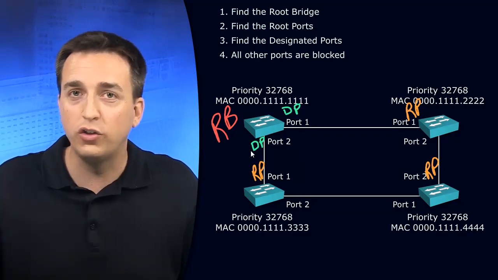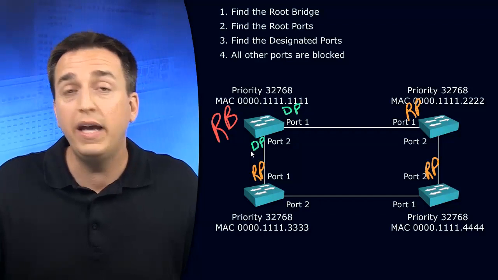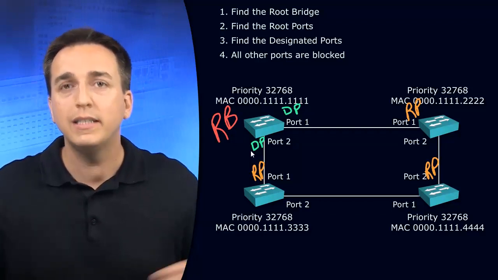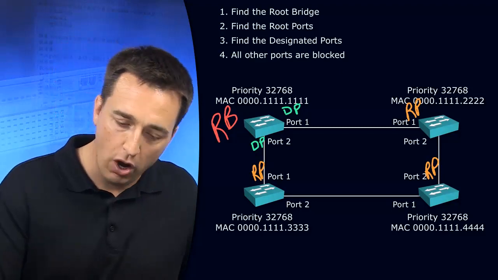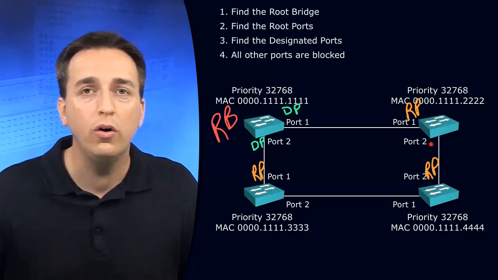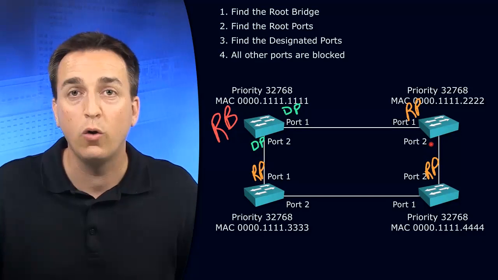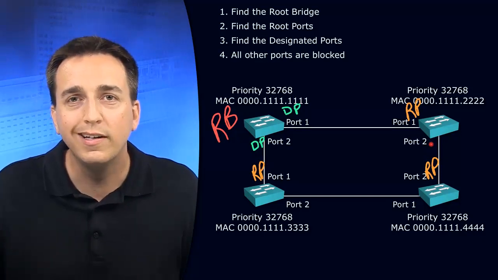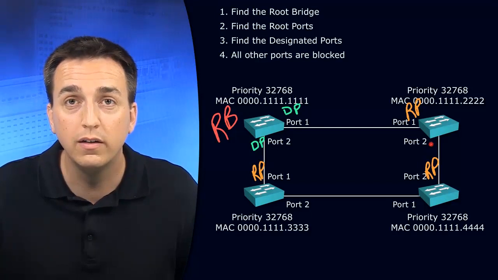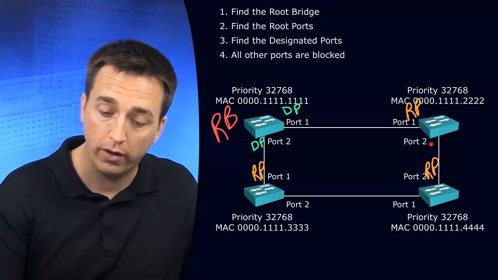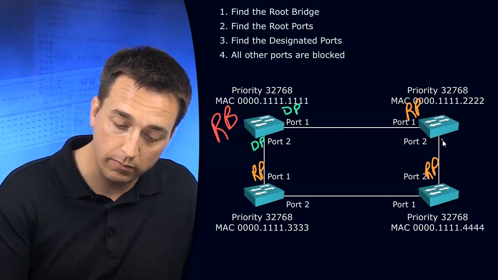Also, another shortcut, based on the fact that you need one designated port per segment, you already know that port 2 on this segment or this switch is a designated port. Why? Because the other side's a root port. And you need one designated port. So let's label that as well.